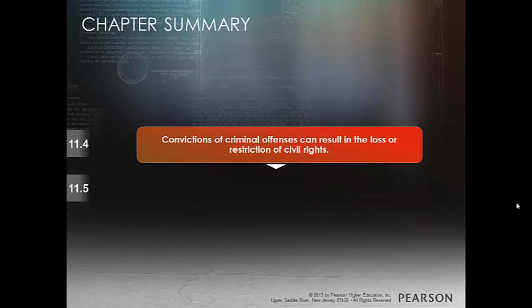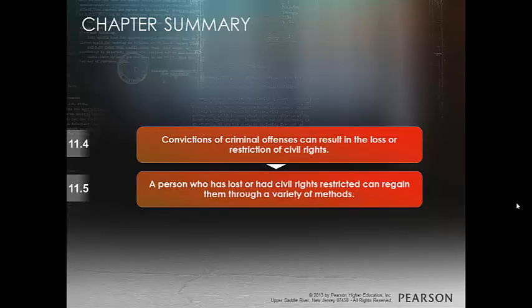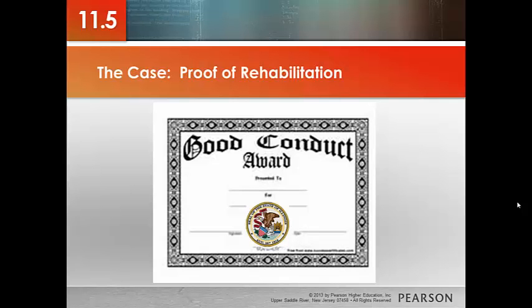Convictions of criminal offenses can result in the loss or restriction of civil rights. A person who has lost or had civil rights restricted can regain them through a variety of methods. Before I close, be sure to read page 199 of the text that discusses the case Proof of Rehabilitation.